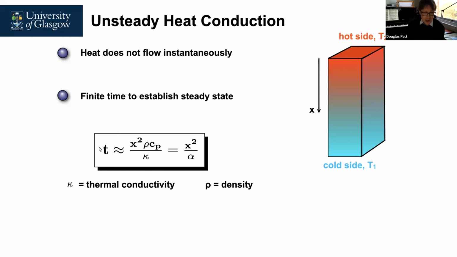I'm not going to derive it, but the time is given by the distance squared times the density of the material times the specific heat capacity of the material at constant pressure, divided by the thermal conductivity. Sometimes this is written in terms of alpha, where alpha is known as the thermal diffusivity, and alpha is just defined as the thermal conductivity divided by the density times the specific heat capacity at constant pressure.